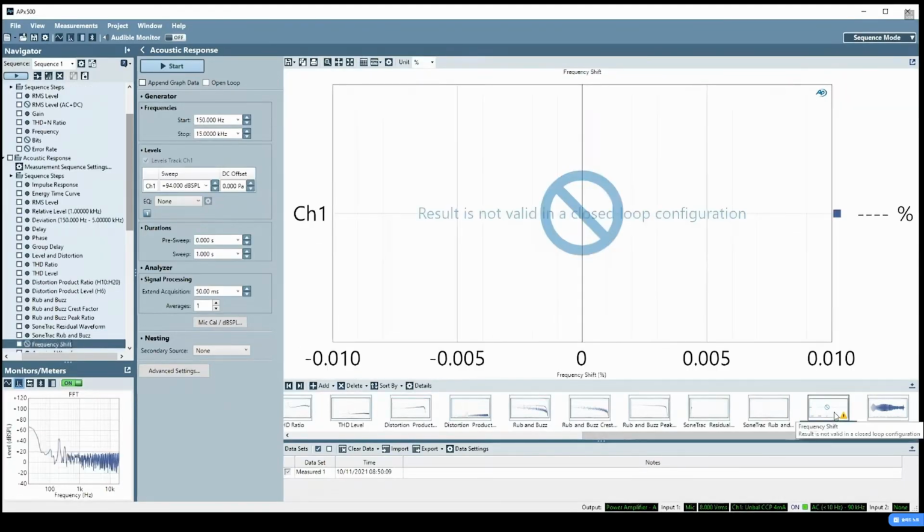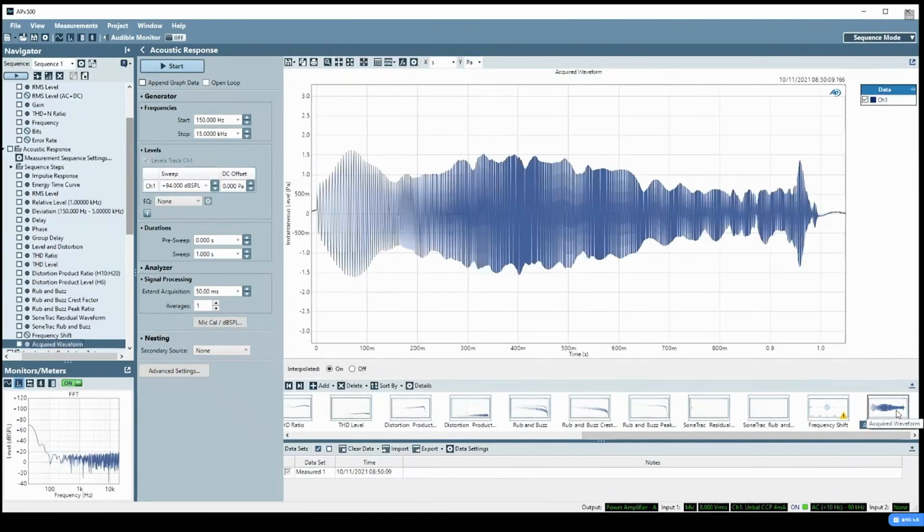Frequency shift is only applicable when carrying out open loop measurements. And this is when you might generate the chirp from an external source. And then the acquired waveform. As I mentioned, if you were measuring something like a Bluetooth loudspeaker, this is a great representation to ensure you capture the complete chirp.